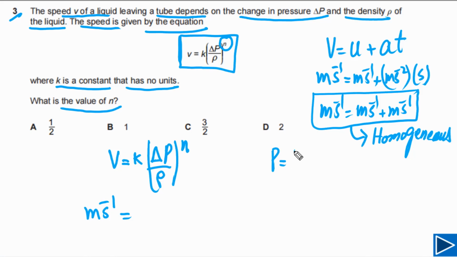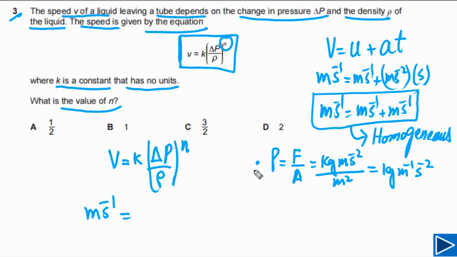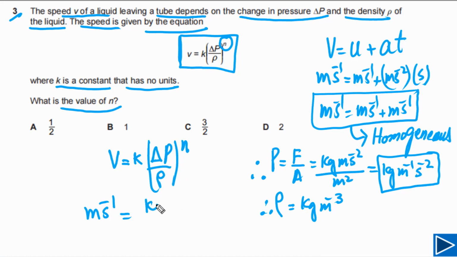P we have already discussed. This is force over area, so its unit is kg meter per second squared, divided by meter squared. We can simplify this to kg per meter per second squared. This is the SI base unit for P. We can also write the SI base unit for density, that is kg per cubic meter. Now we need to plug in these units. For delta P, we write kg per meter per second squared, divided by kg per cubic meter. The power of this is n.